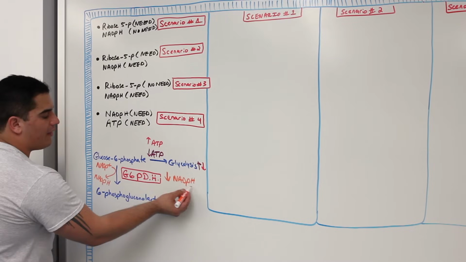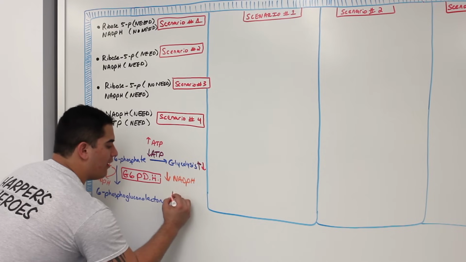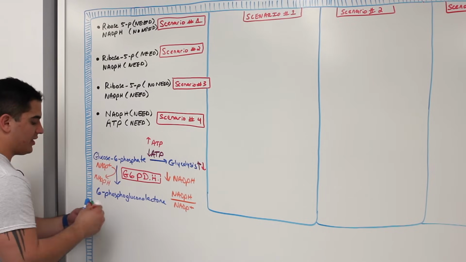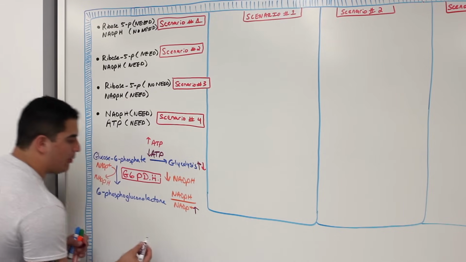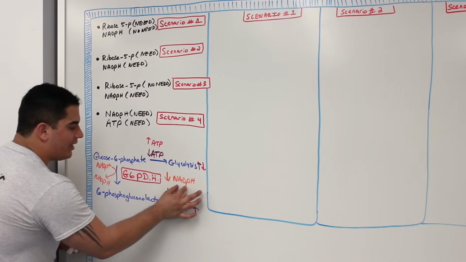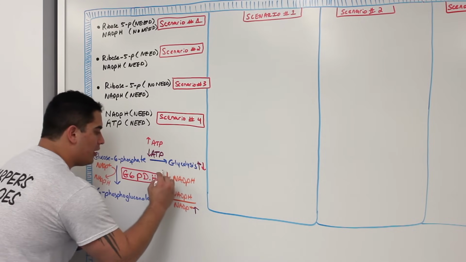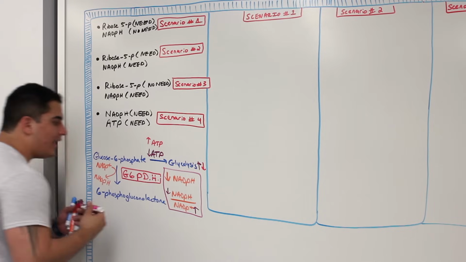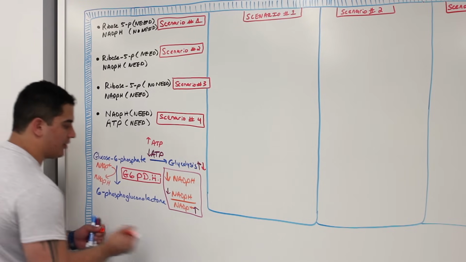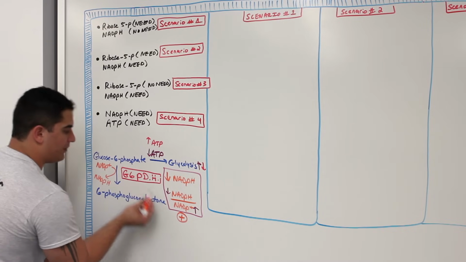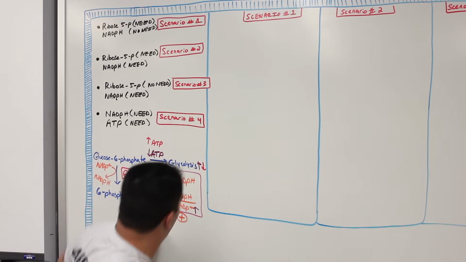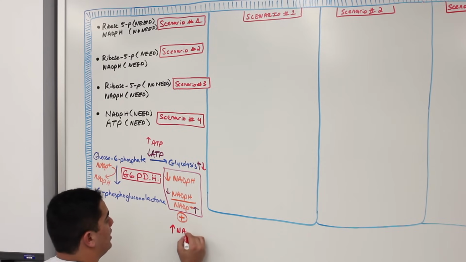NADPH, in other words, when there's low NADPH, the ratio of NADPH over NADP positive, who's greater in this case? Well, I have more NADP positive and less NADPH, so this ratio is thrown off. So whenever there's low NADPH, the ratio of low NADPH to high NADP positive is a stimulus to this enzyme. That will stimulate it.